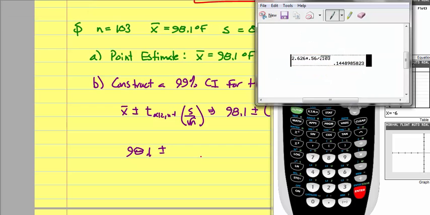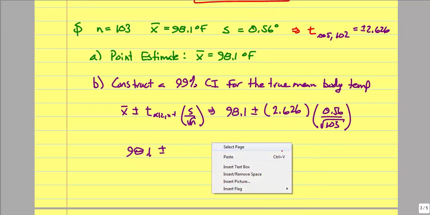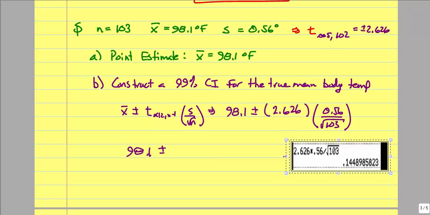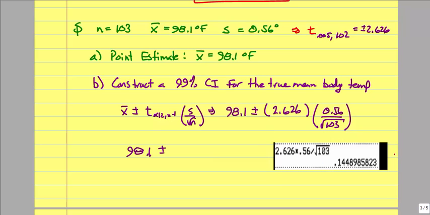Now, usually MyMathLab gives you some directions about how they would like you to report your margin of error. And in this particular case, let's go ahead and round this to 3 places. So this would be 0.149.